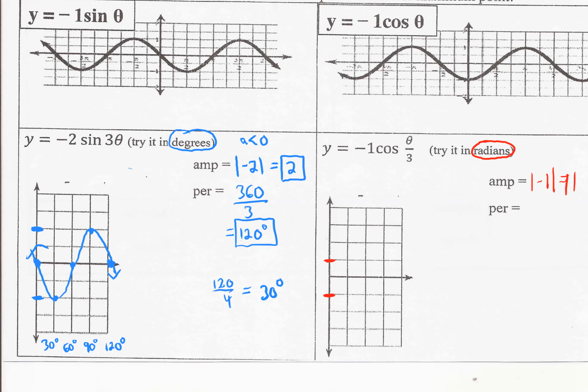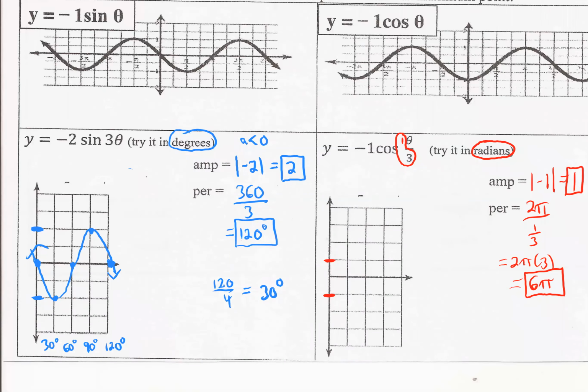Because it's in radians, I'm going to do 2 pi over b. Here my b is 1/3. Dividing theta by 3 is the same as timesing theta by 1/3. So it's going to be 2 pi over 1/3. Dividing by 1/3 is the same as timesing by 3. So that gives me a period of 6 pi. That's going to be 1 trip around the unit circle when I move 6 pi units along the horizontal axis. It's not technically a unit circle if it's not a radius of 1, but 1 trip around the circle.